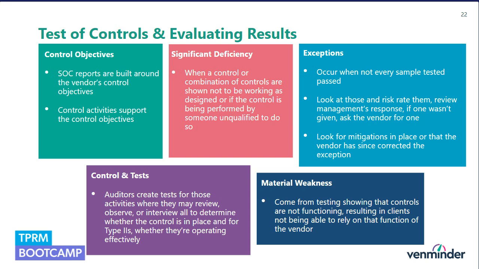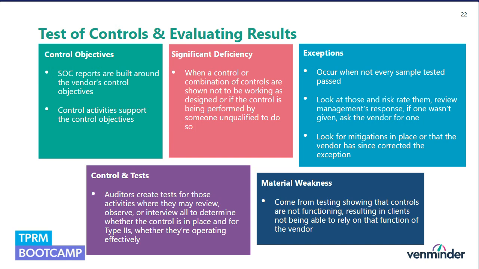Though you don't want to see any of those things, it is very common to have exceptions. And exceptions really occur when not every sample that was tested passed. So you really want to look at those and risk rate them, and review the management's response. If one wasn't given, ask the vendor for one. And you want to look for mitigations that were placed, compensating controls. See if the vendor has since corrected the exception.